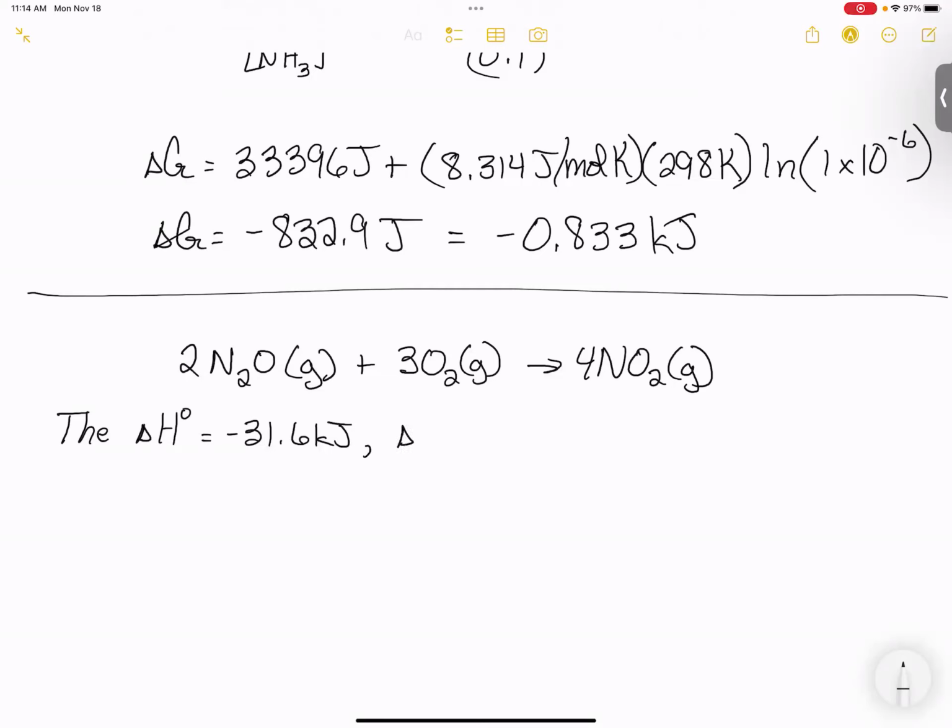And it has a delta S naught equal to negative 98 joules per Kelvin. So it is not favorable with respect to entropy.